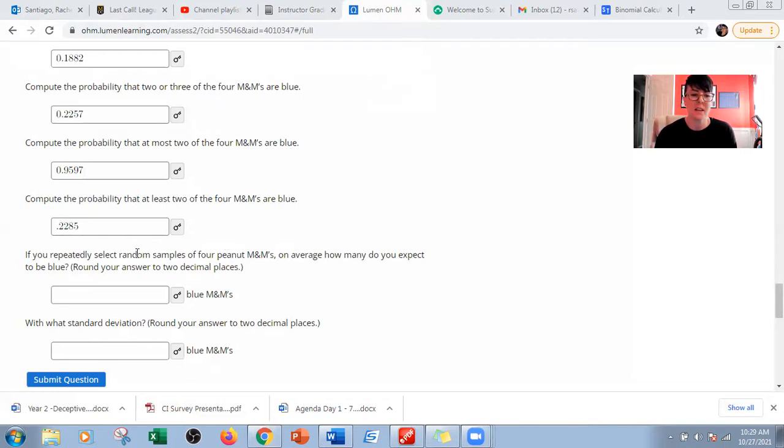If you repeatedly select random samples of 4 peanut M&Ms, on average, how many do you expect to be blue? Do you see the language that is in this problem? On average, how many do you expect to be blue? That means we need to find the expected value. Does anyone remember the formula for the expected value of a binomial distribution? What is it?